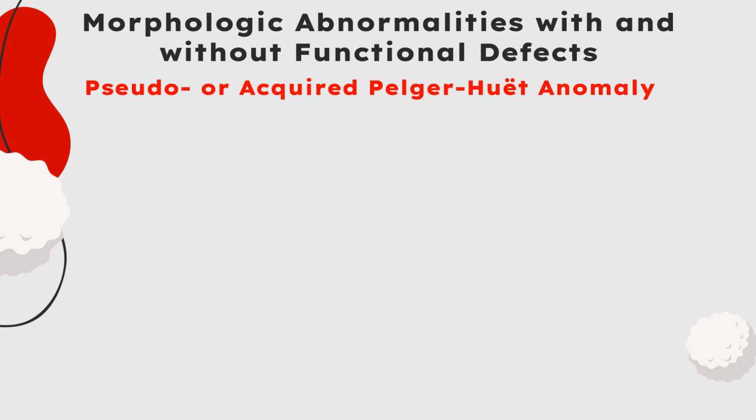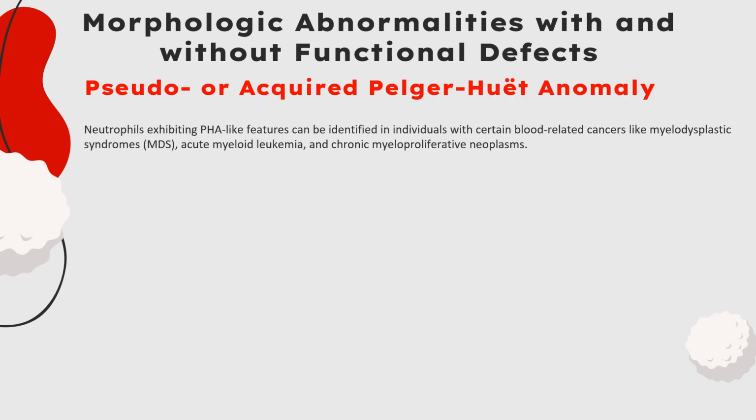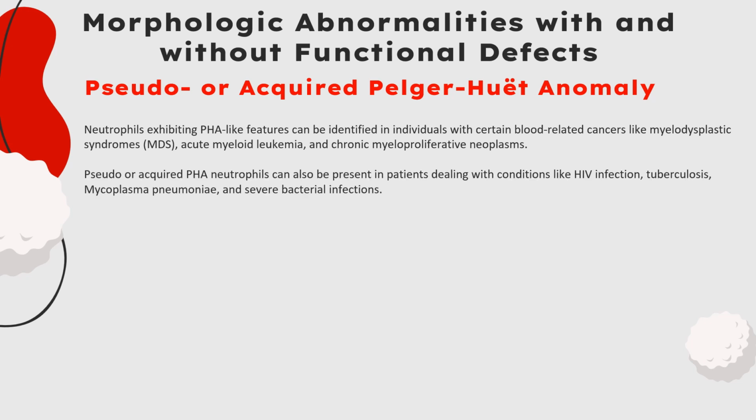Pseudo or acquired Pelger-Huët anomaly. Neutrophils exhibiting PHA-like features aren't just limited to congenital cases. In fact, they can appear in individuals battling blood-related cancers like myelodysplastic syndromes, acute myeloid leukemia, and chronic myeloproliferative neoplasms. But that's not all. These pseudo or acquired PHA neutrophils can also be found in patients dealing with conditions like HIV infection, tuberculosis, Mycoplasma pneumoniae, and severe bacterial infections.